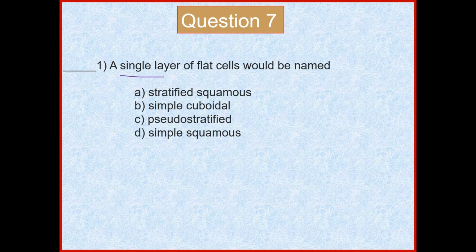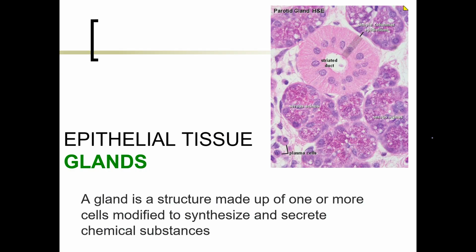You have a single layer of flat cells, and what would that be named? Well, single means simple, and flat means squamous. So this would be D. And again, this isn't the exact question that's going to be on the test. It's just similar to how I could ask the question on the test.